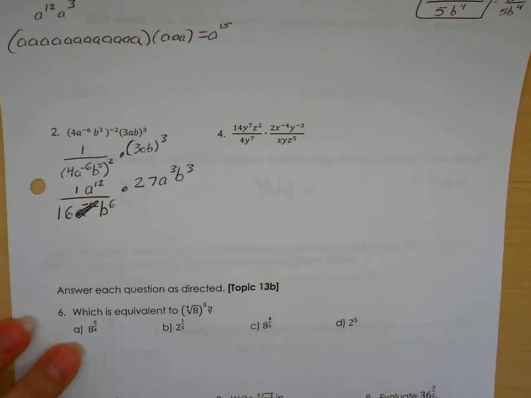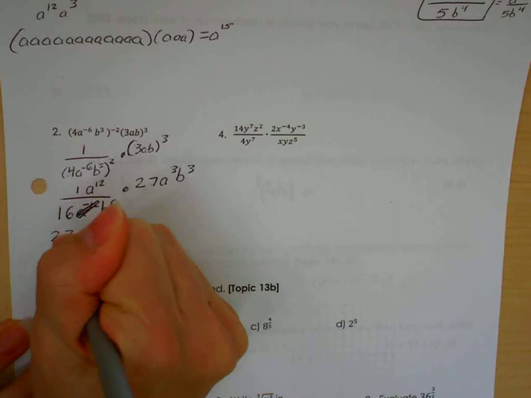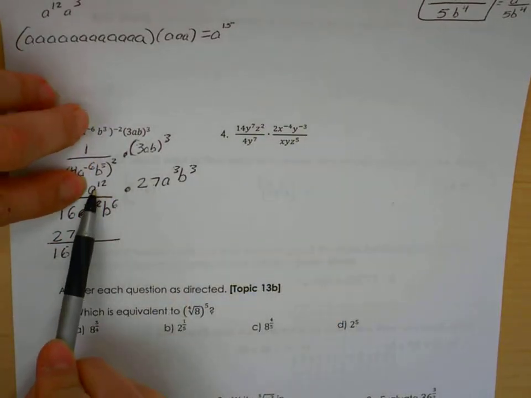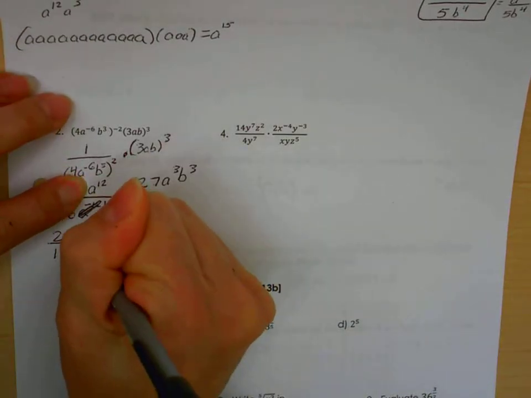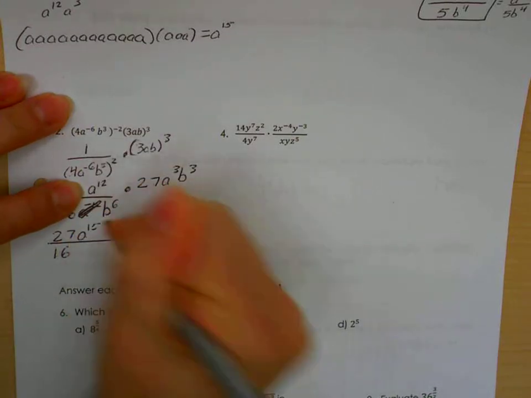And now I'm going to look at what I've got. So number-wise, I have a 27 and a 16. So 27 over 16. All right, going on the top, a to the 12 times a cubed. Same base, I keep the base and I add the exponent. So 12 plus 3 is 15.